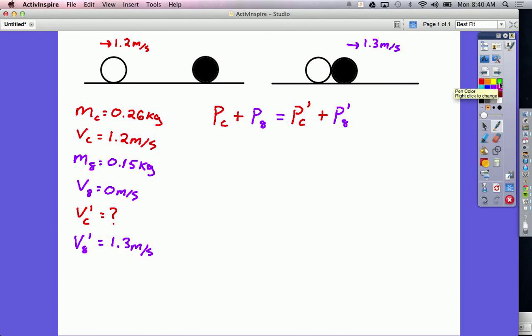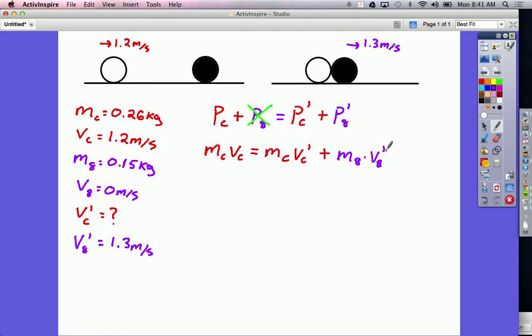Now, to make our math a little bit easier, I know that initially the 8 ball is not moving at all, therefore it can't have any momentum initially, so I can just cross that out, make my life a little bit easier. When I expand what each of the momentums are, because momentum is mass times velocity, I get mass of the cue ball times velocity of the cue ball equals mass of the cue ball times velocity of the cue ball prime plus mass of the 8 ball times velocity of the 8 ball prime.